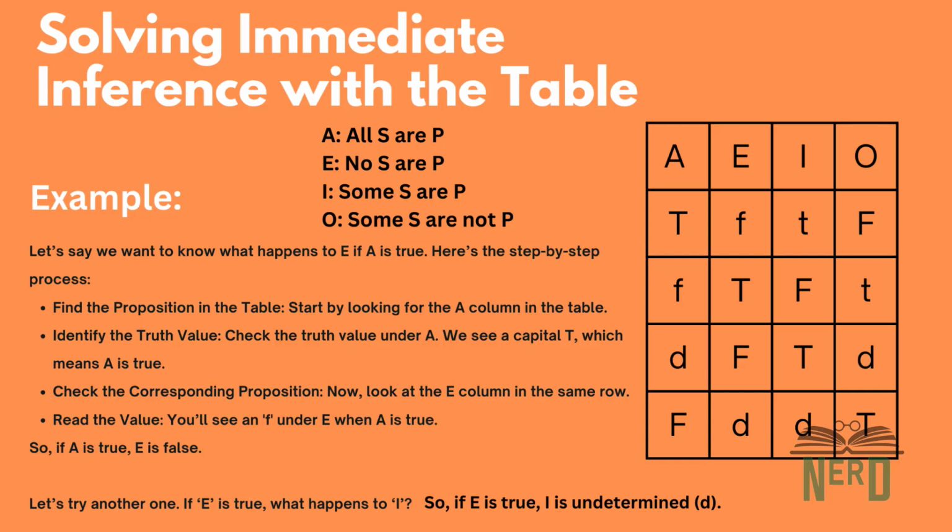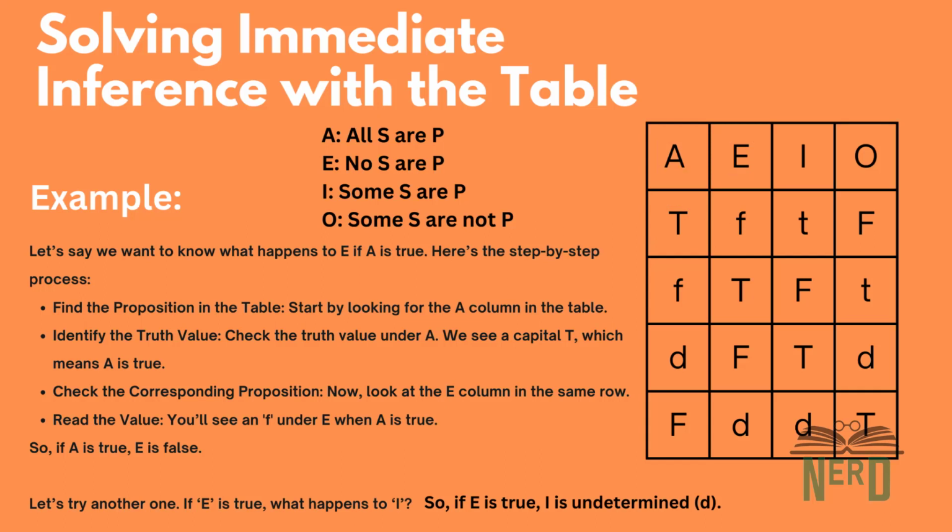How to use the table. Let's say we want to know what happens to E if A is true. Here's the step-by-step process. 1. Find the proposition in the table. Start by looking for the A column in the table. 2. Identify the truth value. Check the truth value under A. We see a capital T, which means A is true. 3. Check the corresponding proposition. Now look at the E column in the same row. 4. Read the value. You'll see an F under E when A is true, so if A is true, E is false. Another example. Let's try another one.